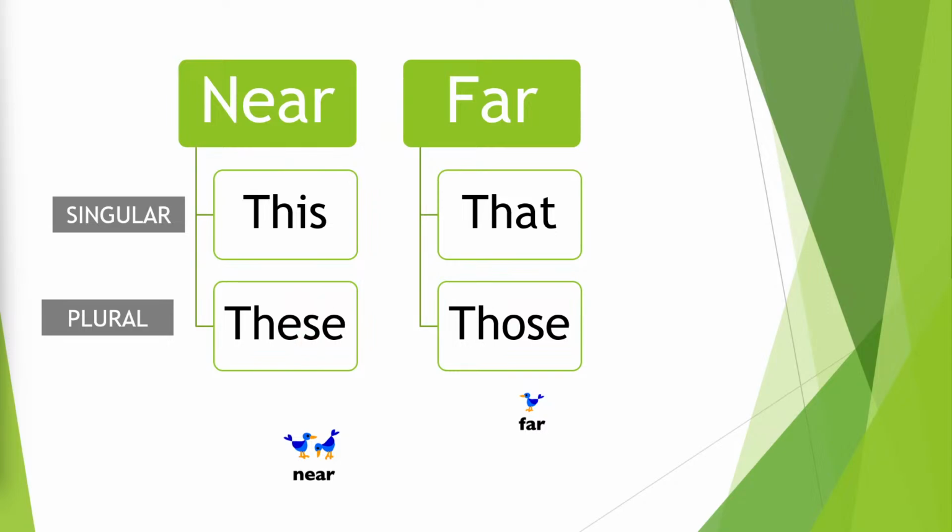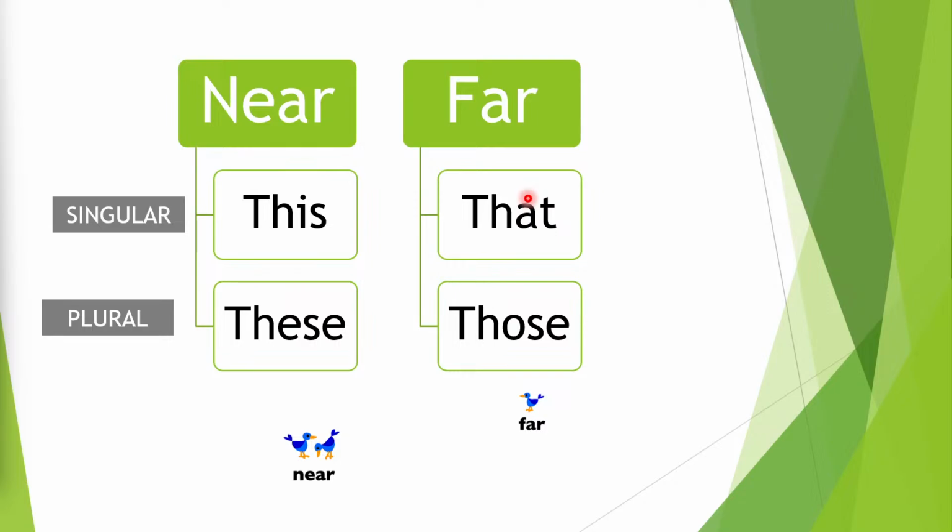Now, let's go with the other part. Okay, guys? When things are far. Okay? Where things or people are far, then I should say that, those. Okay? That and those. And this is the same situation. If I am talking about one object or one person or a singular noun, then I should say that. For example, that is my car. It is far. Okay, guys, it is far away.